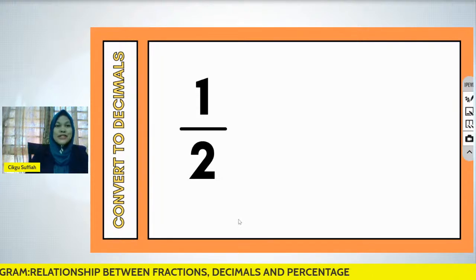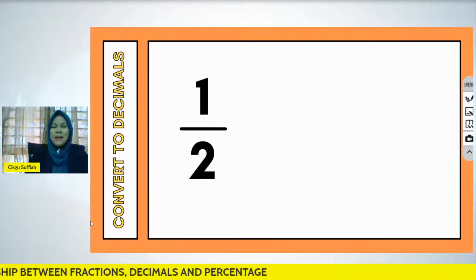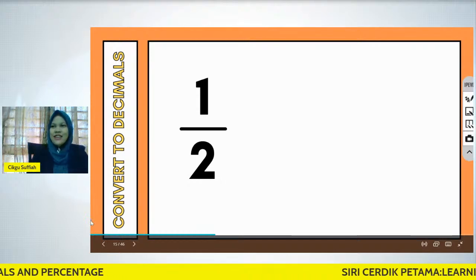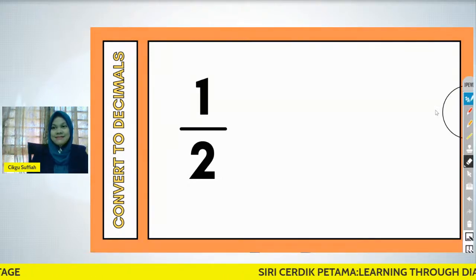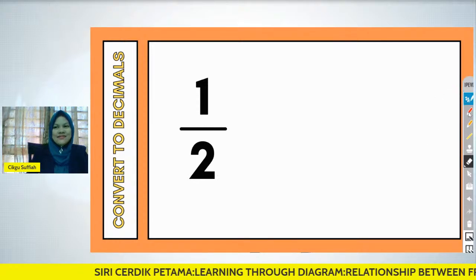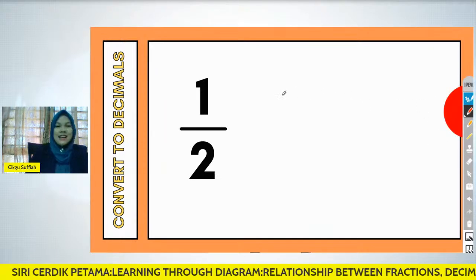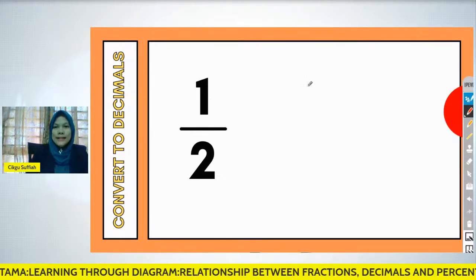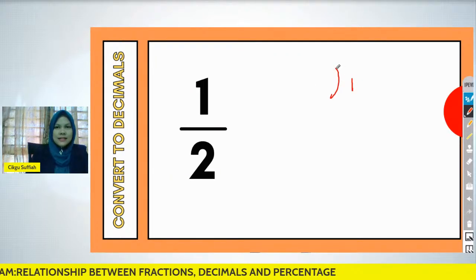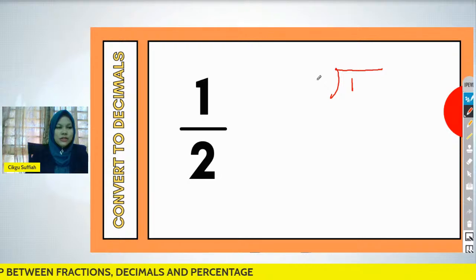Yes, Brian, because you already memorized it, right? But how actually did you get that 0.5? How did you get that? 1 over 2 is actually 1 divided by 2.